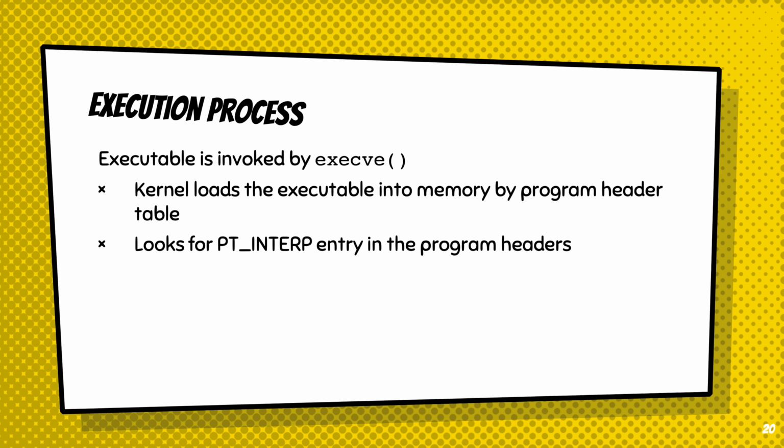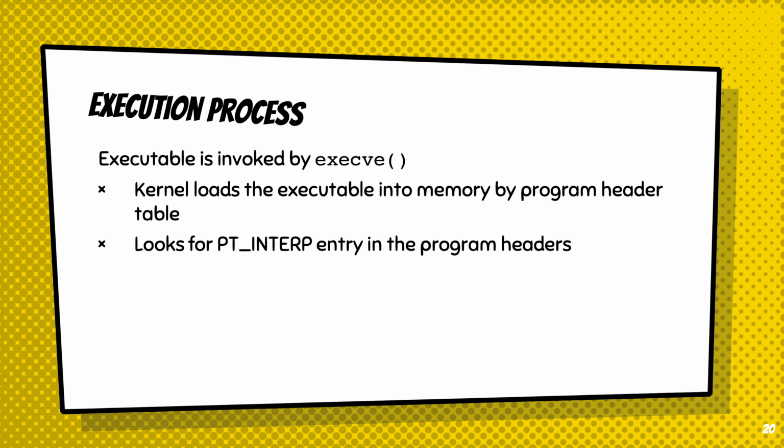For the Linux operating system, running an ELF binary means calling the executable by execve. The kernel will first load the executable into memory using the program header table. So it will look at the information from the program header table and load those segments into memory. And again, the computer gets the program header table by looking at the ELF header, and then it gets each program header, which describes a segment, by looking at the program header table.